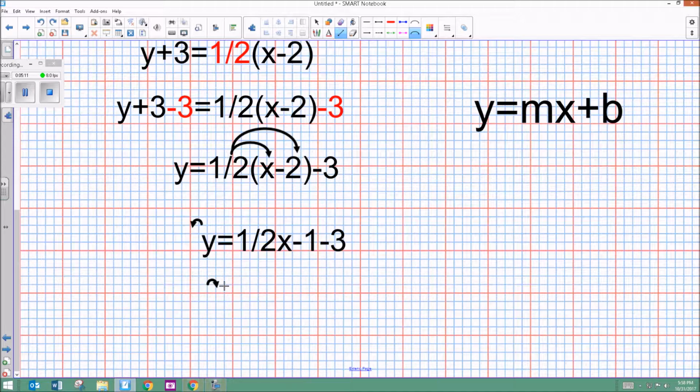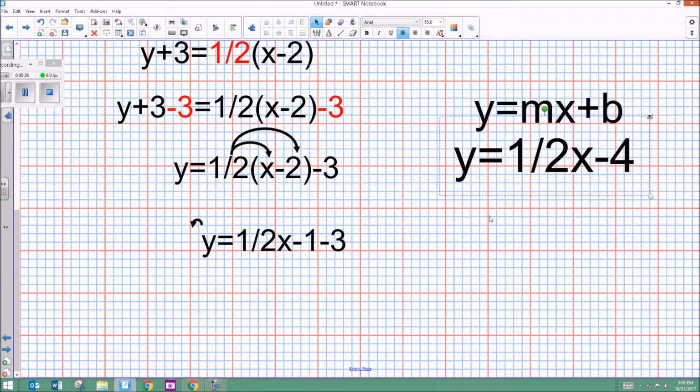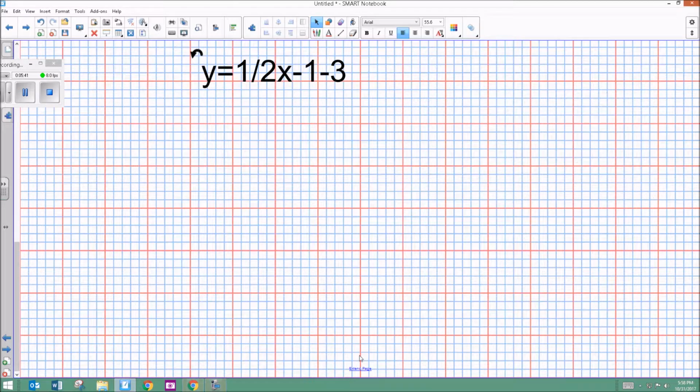So our final answer is y equal to 1/2 x minus 4. All right. Y equals 1/2 x minus 4. And if I can just make that a little bigger. That's what we wanted. Now we can see that this works.